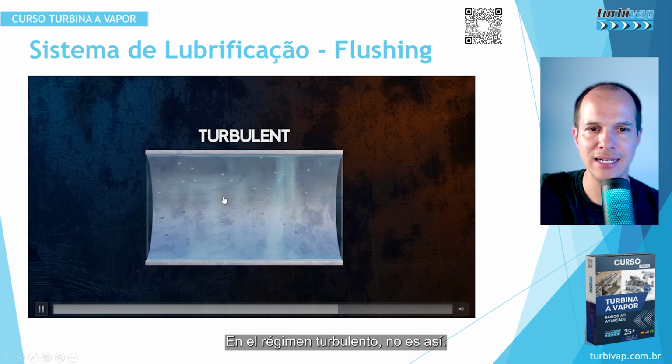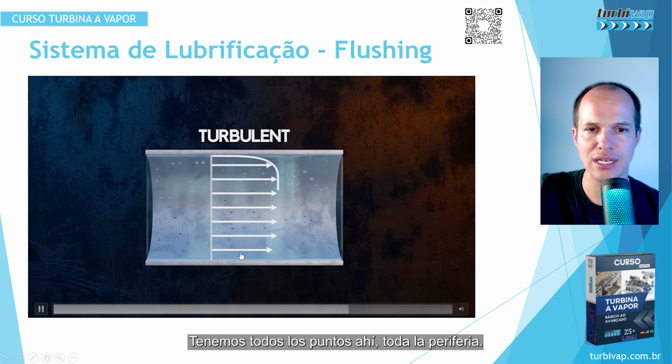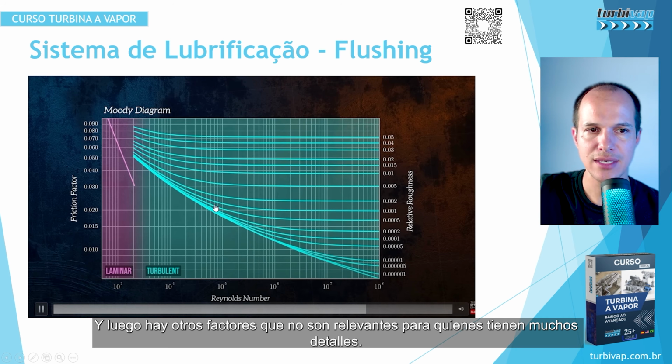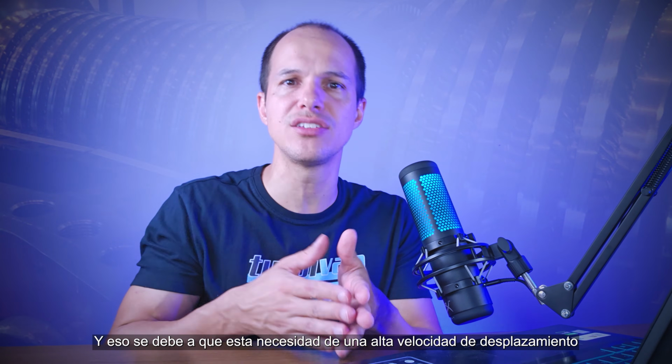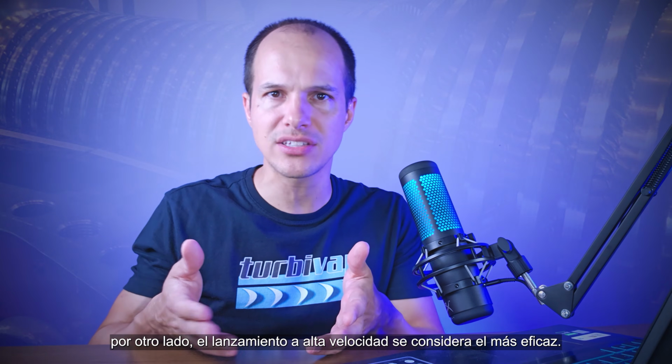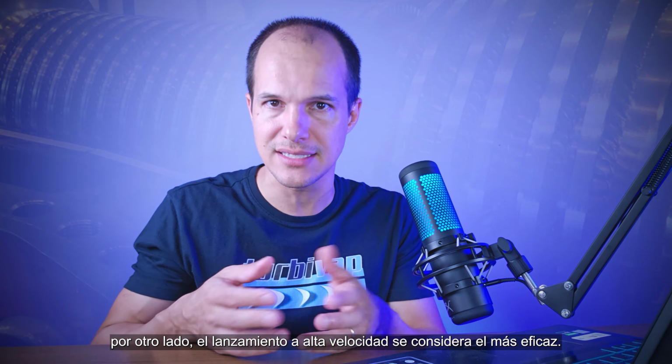At zero speed, this material will not even be moved. In the turbulent regime, however, we have all the points there, the entire periphery. The radius of action of the flow is much greater. And then there are other factors that are not relevant to those who want a lot of details. And that's because of this need for high travel speed.